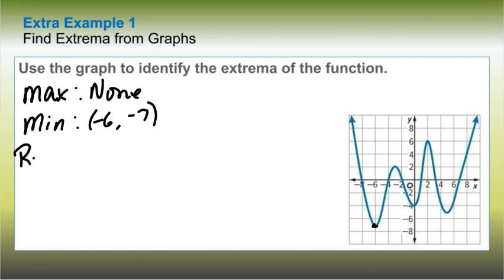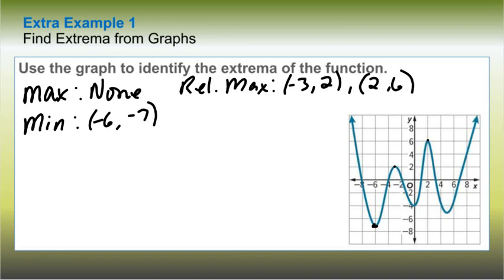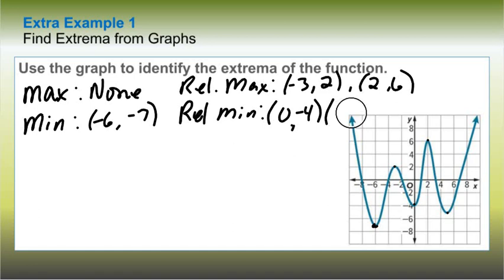Now with the relatives, we have a relative max. So we have some high points, just not the highest point. We have one here, which would be -3, 2. We also have a high point here, which would be 2, 6. And then we have a relative minimum. It means a low point, just not the lowest point. We have one here, which would be 0, -4. And we have one here, which would be 5, -5.